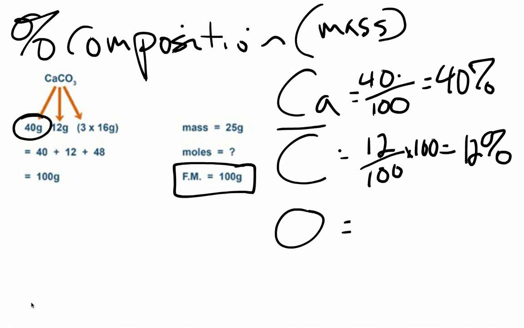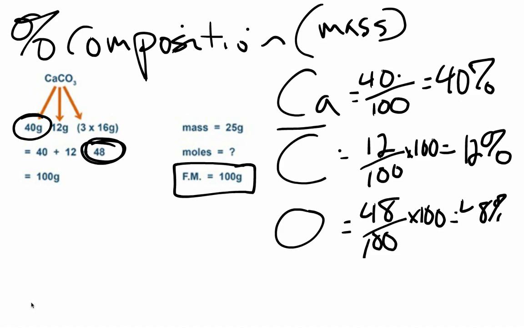12% carbon by mass. And for the oxygen, be careful here, we have to take the total mass of oxygen in the compound, not just the mass of a single oxygen. So we have 48 divided by 100 times 100 to make it a percent. We have 48% oxygen. So this is the percent composition of our calcium carbonate. Now notice if we add these up, 0 plus 2 plus 8 is 0. Carry the 1, I get 100%.